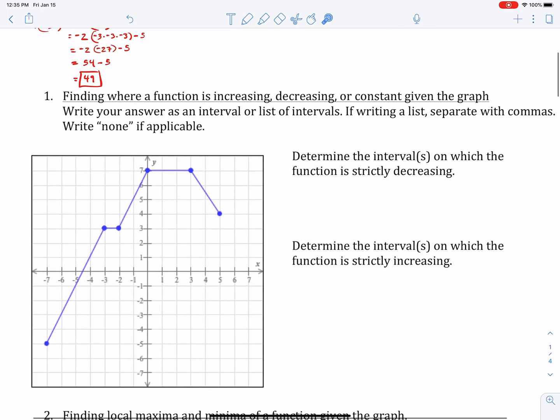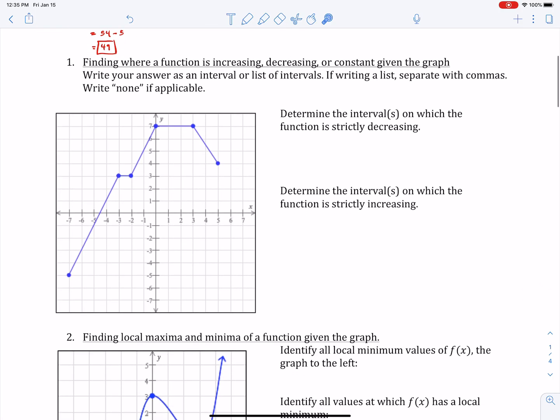Moving on here, it says finding where a function is increasing, decreasing, or constant given the graph. We've done this as well, but there are things I want to highlight for you. It says here, write your answer as an interval or a list of intervals. When you see intervals, and write this down so you don't forget, it represents your x values. Again, your x values. If writing a list, separate with commas; write none if applicable.